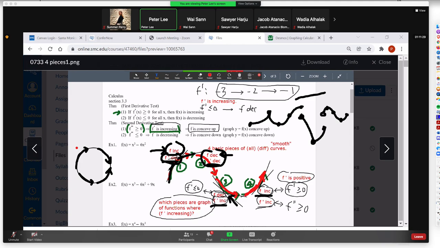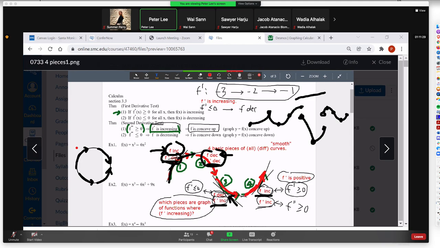This piece is the case where the function f is decreasing, but f prime is increasing. And this is the piece where f is what? This is the second piece at the bottom right here. The function is increasing, but f prime is decreasing. The slope is actually getting smaller. And then the third piece over here, f is decreasing, and f prime is decreasing, because the derivative, that is the slope of the tangent line, is becoming more and more negative.